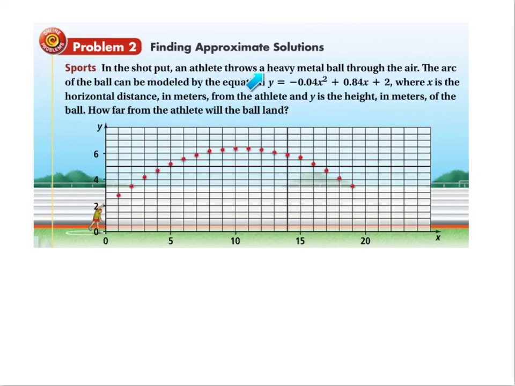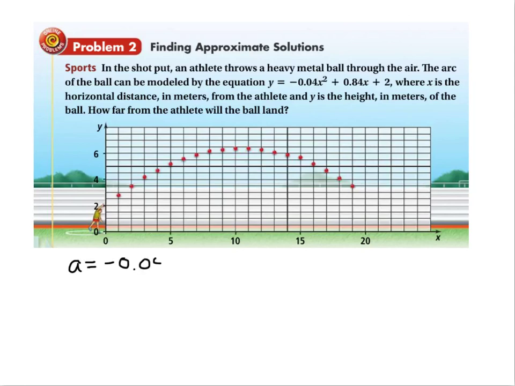In the shot put, an athlete throws a metal ball through the air. Here is the parabola that defines the arc of the movement of that ball, where x is the horizontal distance away from the athlete and y is the vertical distance above the ground of that shot put. That parabola is what we're going to use to solve this, and we're going to use the quadratic formula because of those decimals.